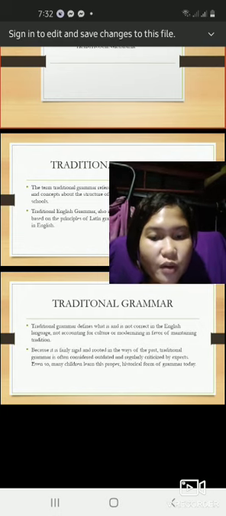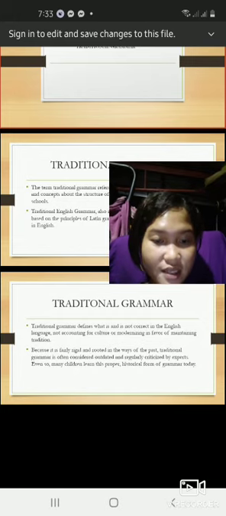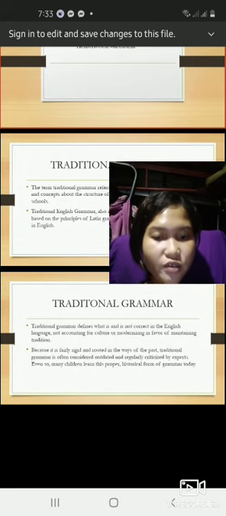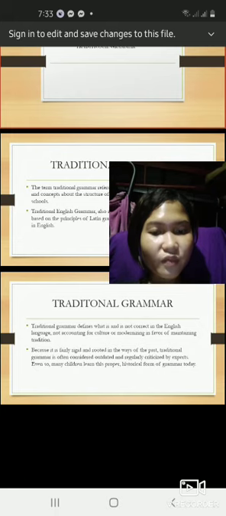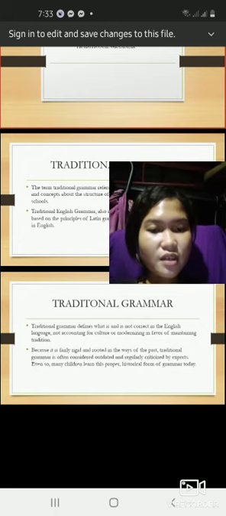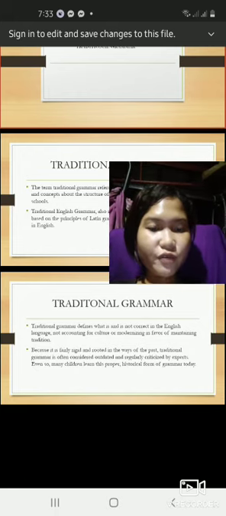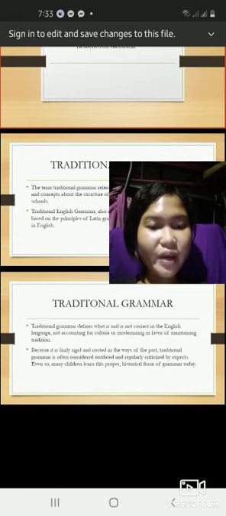And because it is fairly rigid and rooted in the ways of the past, traditional grammar is often considered outdated and regularly criticized by experts, because today there are a lot of languages that just rise in the 21st century, but traditional grammar is old school, not a modern type, but it is very formal and understandable.